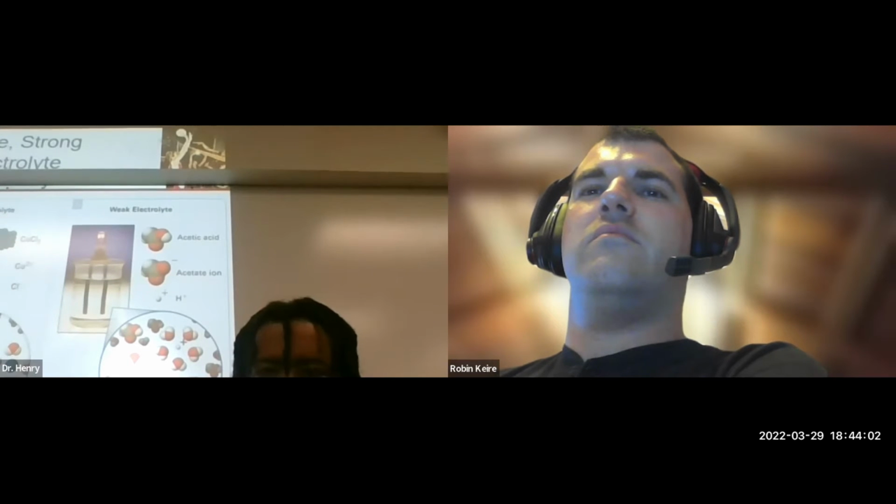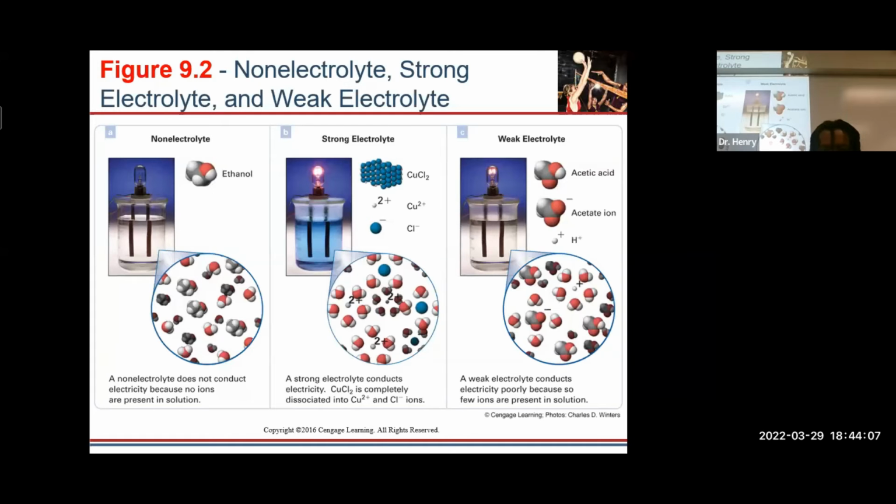I keep pressing the wrong button here. There we go. Okay, water, which is H2O.